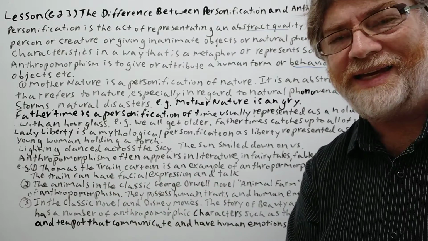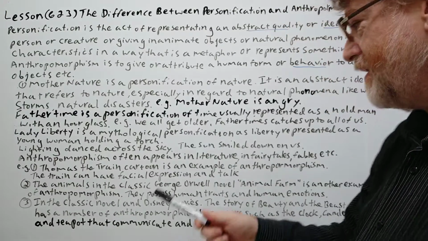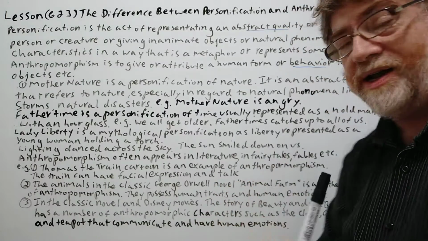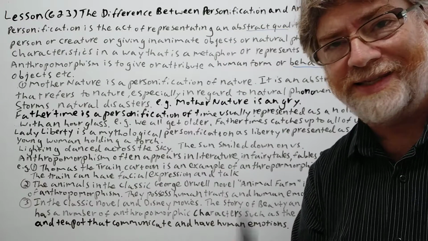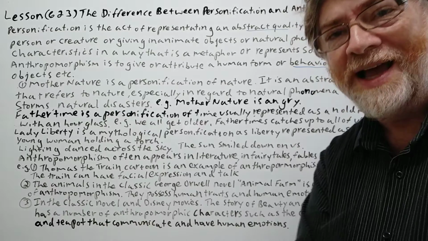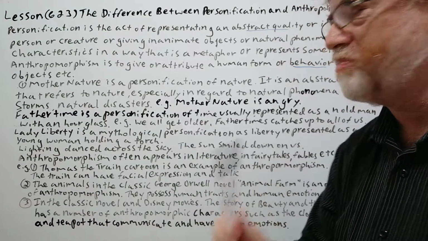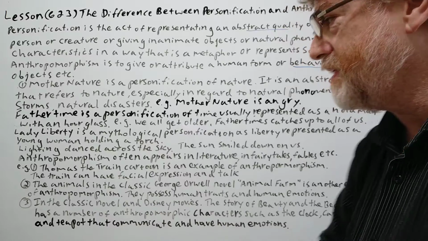All right, here are some other examples of personification, the way we write. Lightning danced across the sky. Lightning cannot really dance. We're giving it human characteristics. The sun smiled down on us. We sometimes write like this. The sun can't really smile. In cartoons, sometimes it has a face, but in real life, it does not. So that would be another example of personification. All right, let's continue.